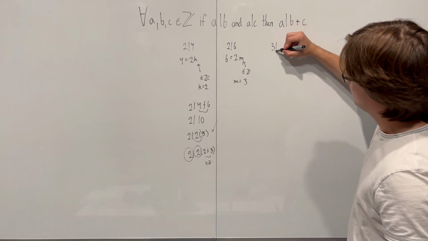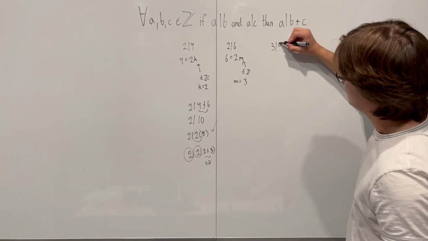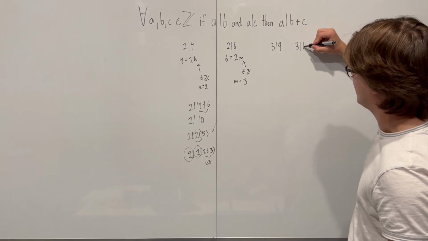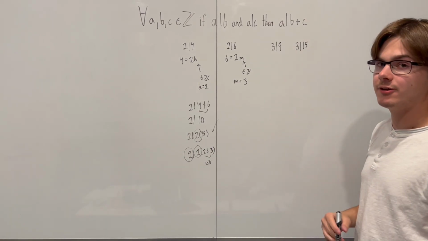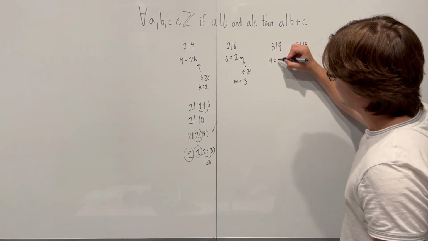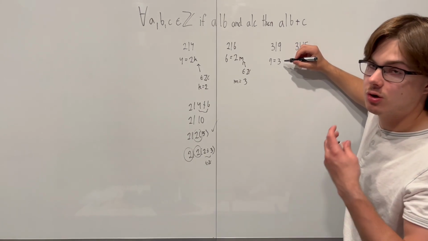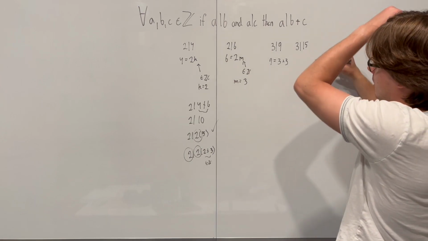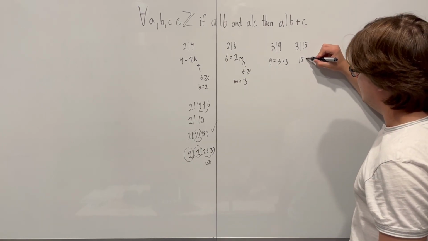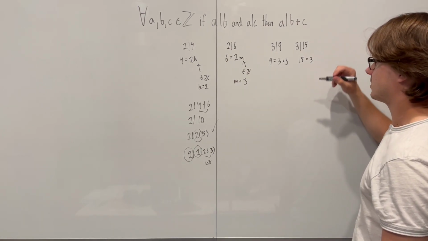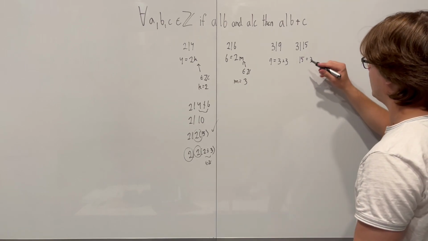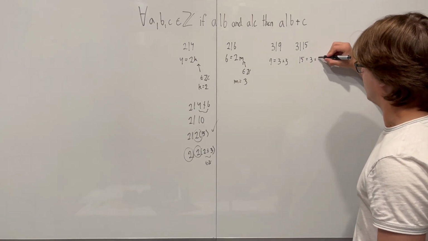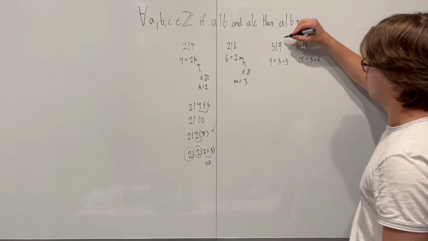Now let's give 3 a shot. Let's take 3 divides 9 and 3 divides 15. Now we know that this is true because 9 can be written as 3 times an integer. What is that integer that 3 has to be multiplied by? It's of course 3. And 3 divides 15 because 15 can be written as a multiple of 3, in which case 3 has to be multiplied by 5. So we know that these two are correct.